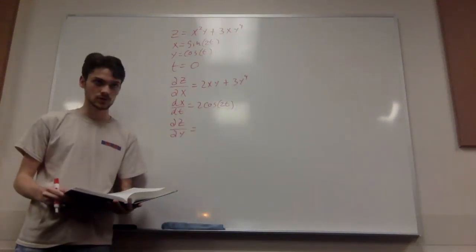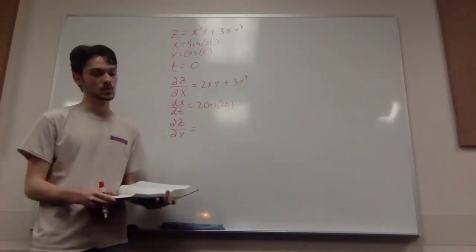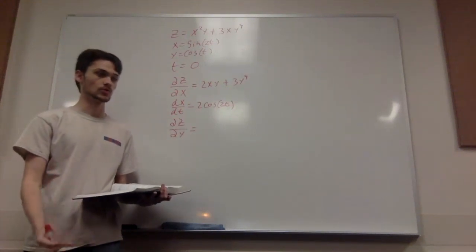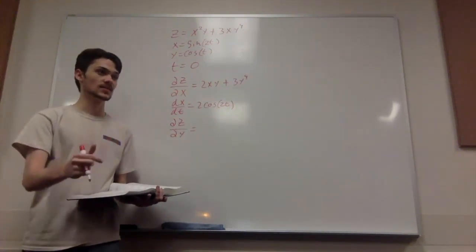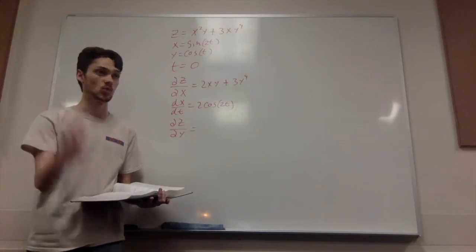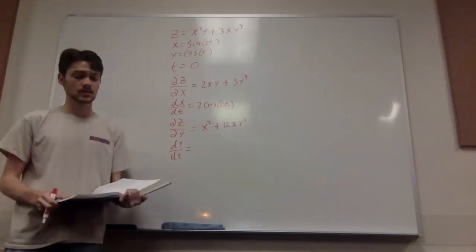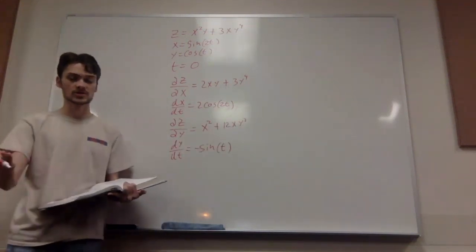Next is the partial derivative of z with respect to y. We use the same strategy that we used with the partial derivative with respect to x, except this time we imagine that everything except y is constant. Simple enough. Now we differentiate y, literally just negative sine t.